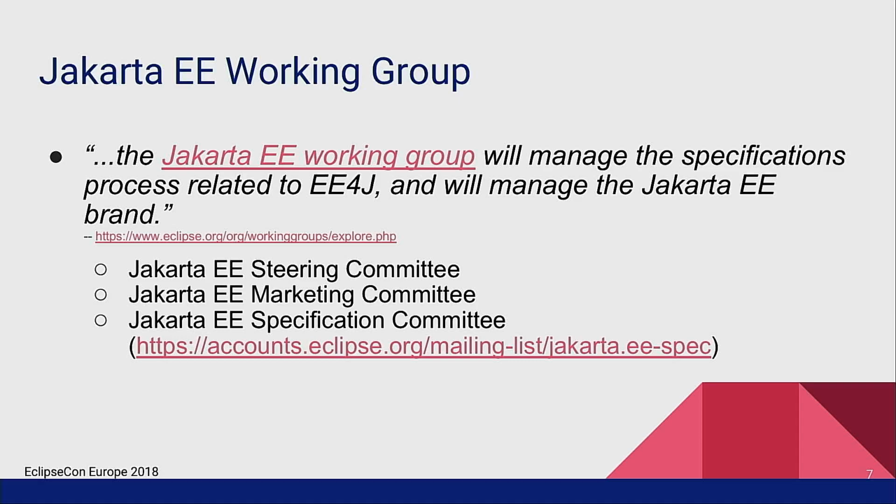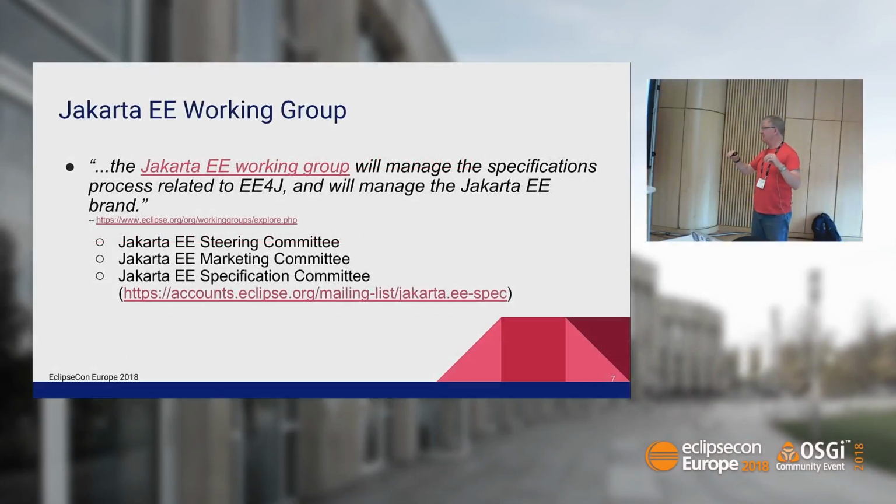At the very top level, Eclipse has defined an entity called a working group, and we have defined a Jakarta EE working group. That's a top-level group, a consortium of vendors, projects, and some individuals that are trying to define the overall business aspect of Jakarta EE. We are in the process of defining the specification process. We need to protect the Jakarta EE brand. So it's more of a business aspect that the working group is looking at.